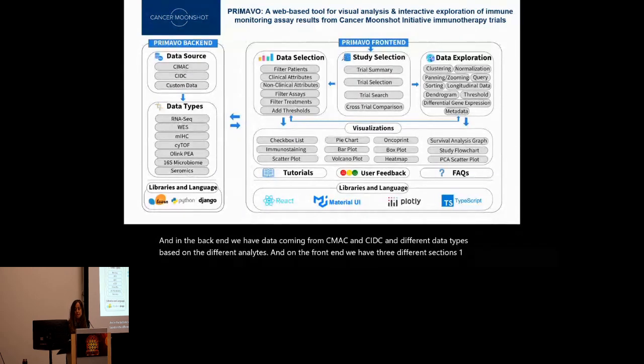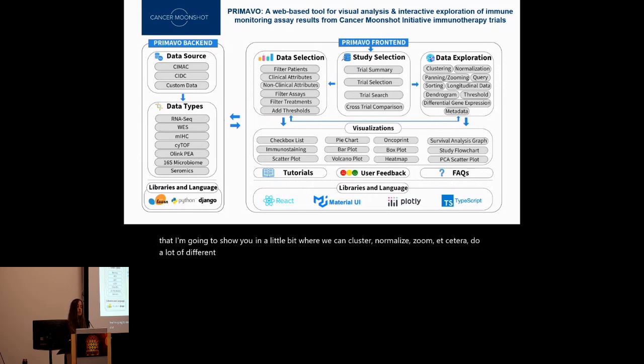One of them is the study selection, where we select between different clinical trials. Once we select the clinical trial, we go to the data selection, where we can filter the patients we're interested in using different criteria. We can also then go to the data exploration page that I'm going to show you in a little bit, where we can cluster, normalize, zoom, and do a lot of different things using different visualization options. And we do have tutorials, user feedback, and FAQ.